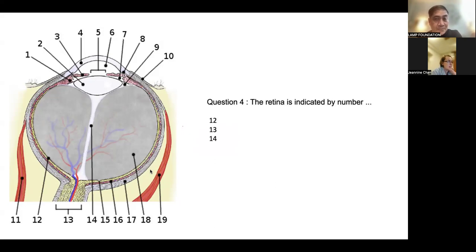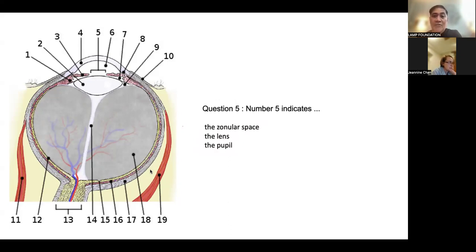The lens. The retina is indicated by number? 12. Number 5 is? The zonular space. Are you sure? Some people say that if you have a very wide one of these, you have strong sex appeal. Your pupil? A pupil. That is where the light enters.